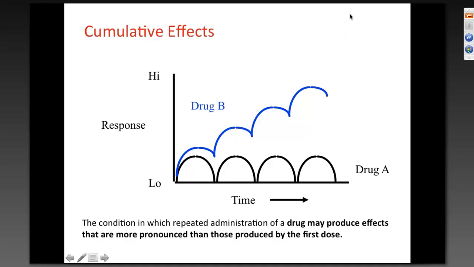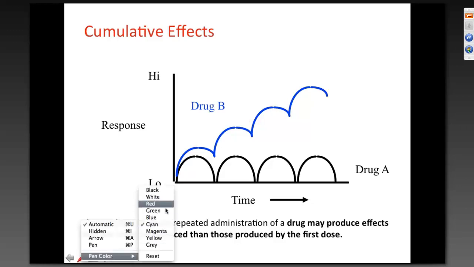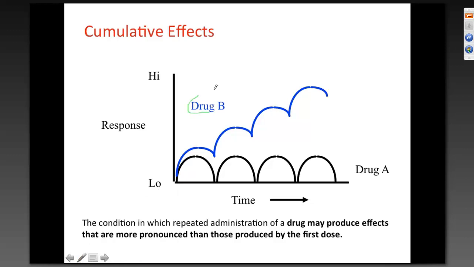Alrighty. So let's talk about cumulative effects. With cumulative effects, I got this chart off the internet, and I haven't quite made up my mind, but I think this ought to say drug A rather than drug B. Because when we talk about cumulative effects, at least with how this definition goes, it says the condition in which repeated administration of a drug may produce effects that are more pronounced than those produced by the first dose.